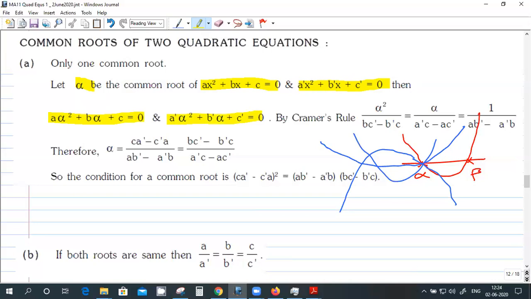So from this, I can get the solution of alpha using this formula. This is called Cramer's rule. If you don't know this, just accept this result. So given two parabolas, if they have a common root, I can find that common root using this formula.